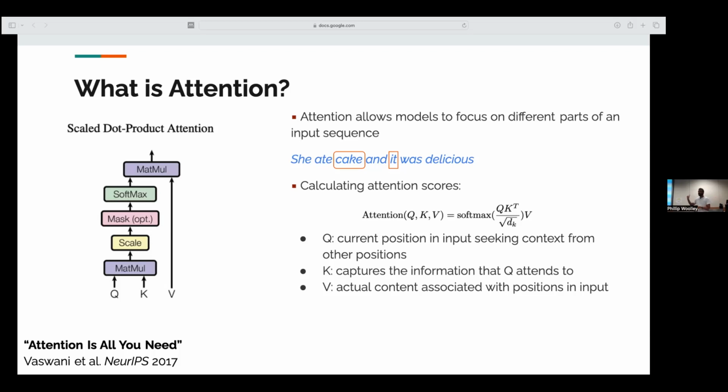So we do it for every head each time. And then when we have the output attention value from each head, we just concatenate them and send it to the feed forward layer, right?